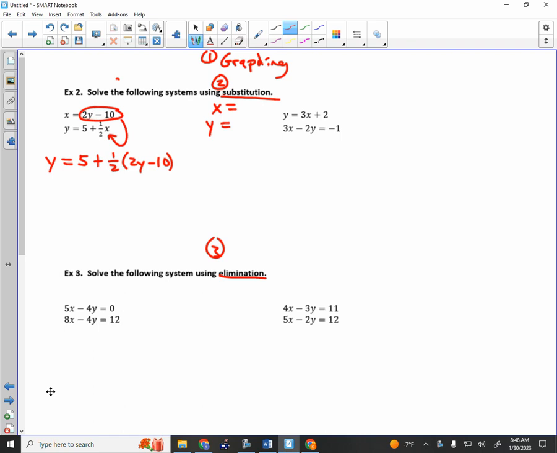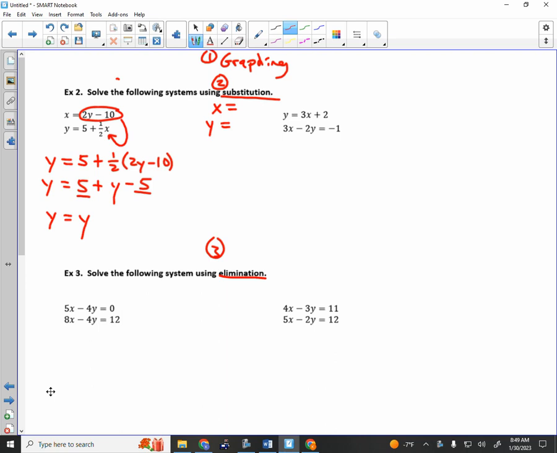And now we try to solve. So I don't have x and y, I only have y's. That's going to make it easy to solve. y is equal to 5. I'm going to distribute my 1/2. 1/2 times 2y is just y. And then 1/2 times -10 is -5. I'm going to combine like terms. I have 5 and -5. Those make 0. So I'm left with y is equal to y. Is y always equal to y?